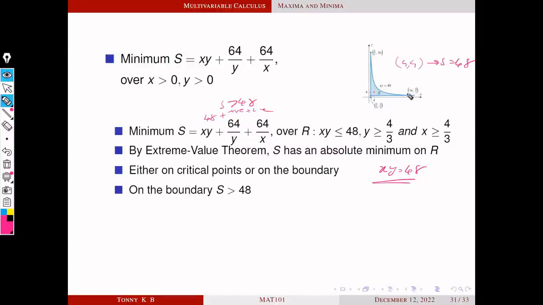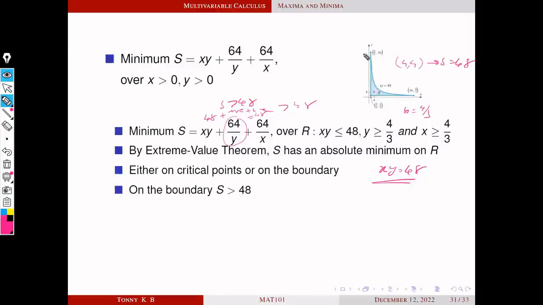And similarly, on this boundary, our y value is equal to 4 by 3. Y equal to 4 by 3 means our 64 by y is equal to 48, right? So already this term is 48 and we have two more positive terms. So again S is greater than 48.